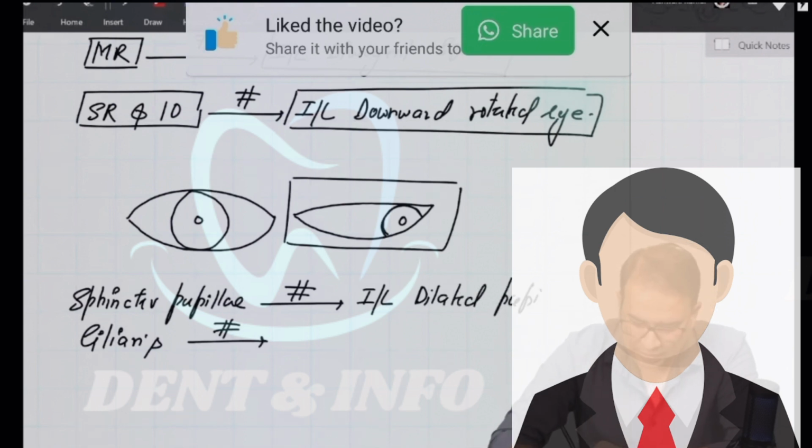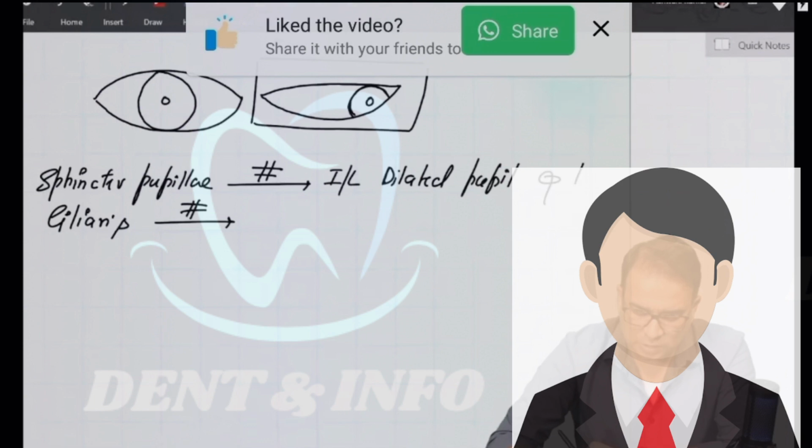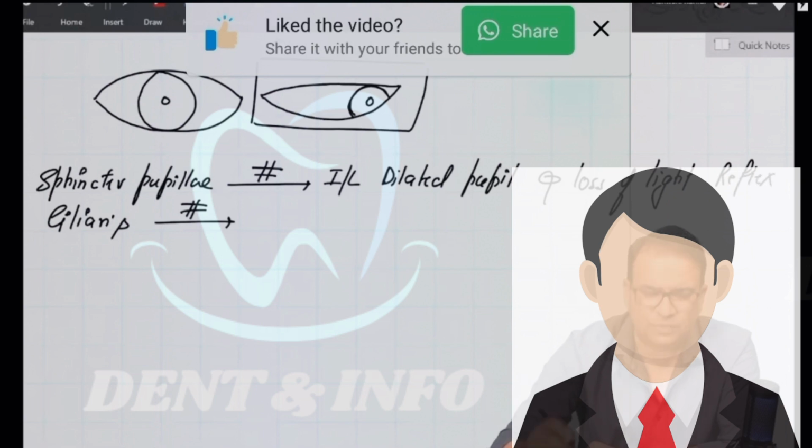Ipsilateral dilated pupil, and the patient will not respond to the light reflex, guys. The moment you put a light in the eye, the patient will not show any constriction in that pupil. So there is a ipsilateral dilated pupil, and also you can say there is a loss of what reflex? Pupillary light reflex, or simply you can say loss of light reflex.